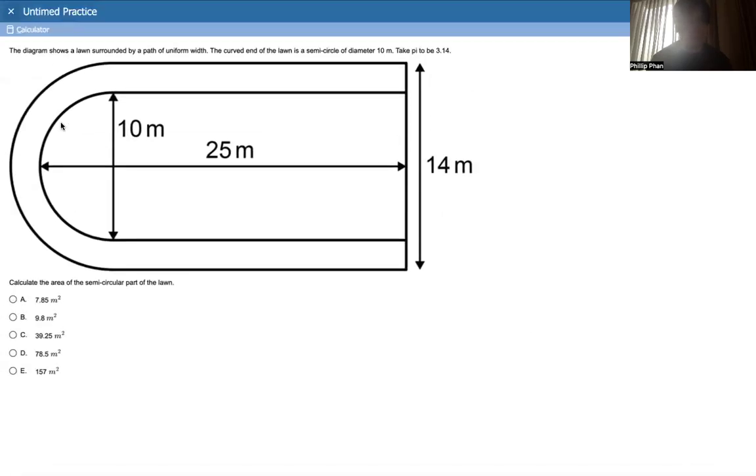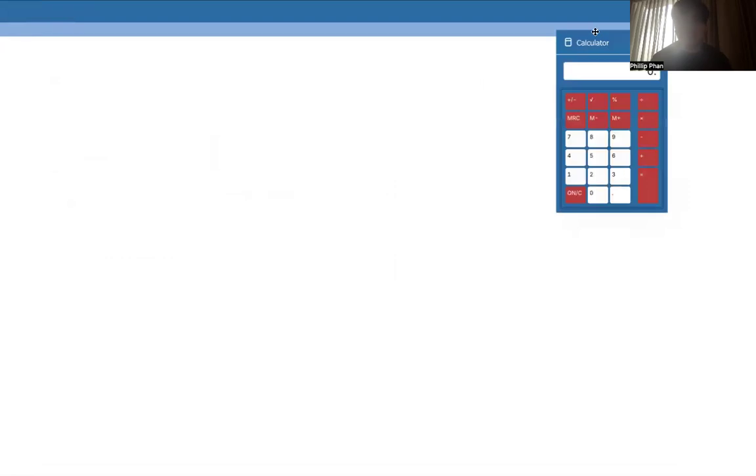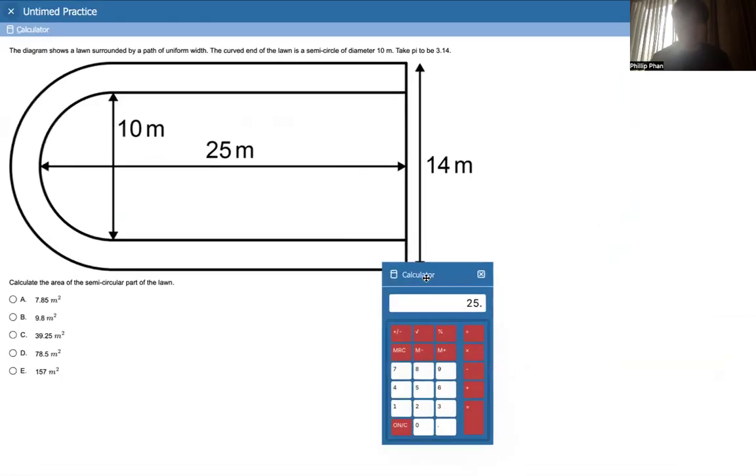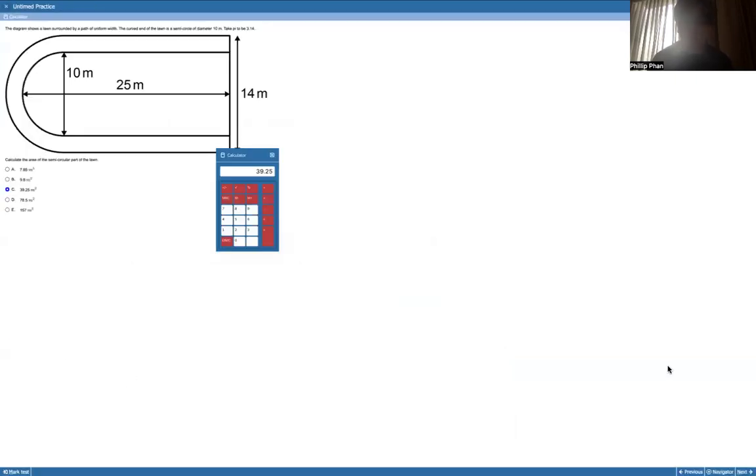The area of the semicircular part of the lawn. So it's this one right here. So it's pi r squared divided by 2. 5 times 5, because we know the radius is 5, times pi, which is 3.14. 25 times 3.14, divided by 2, and that's equal to 39.25.